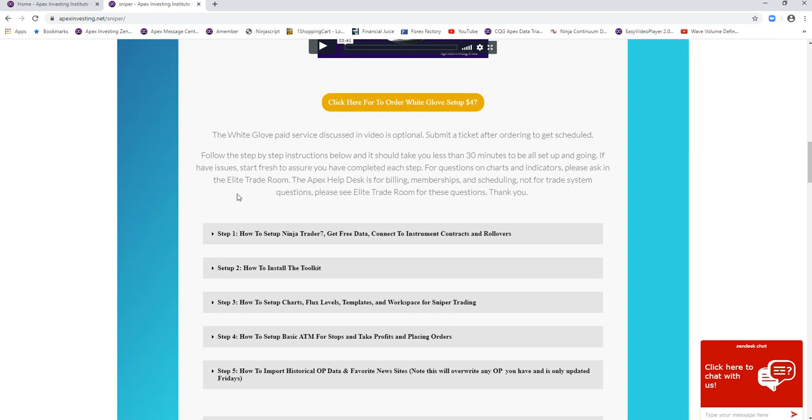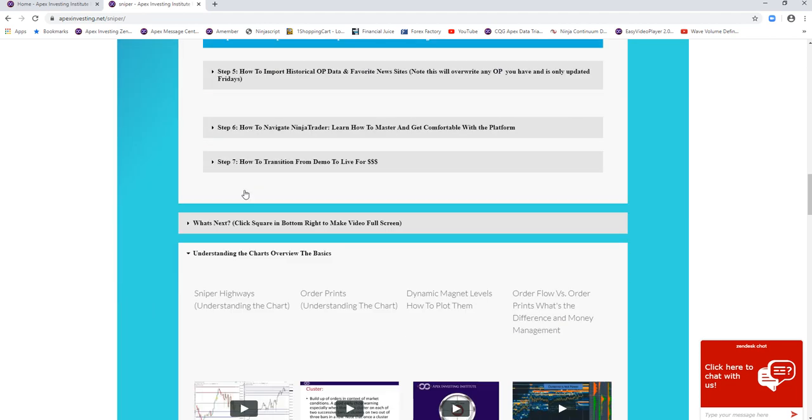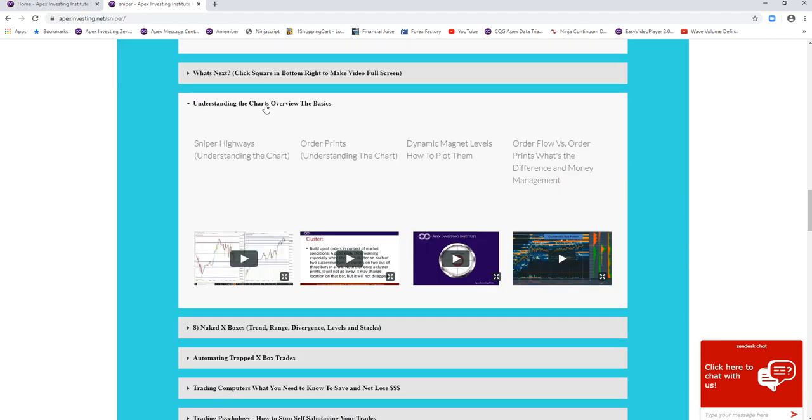And if you focus on learning that trade setup, and then you focus right here under understanding the chart overview and basics, meaning what is on these charts? What is order print? What are these lines and levels it's plotting on there that they keep talking about? Those lines and levels that stack up are obstructions. I don't want to trade into them. You're 75% of the way there if you focus on that trade and this section right here.